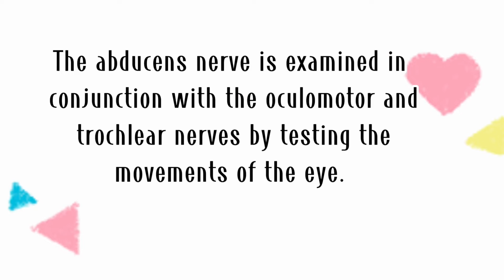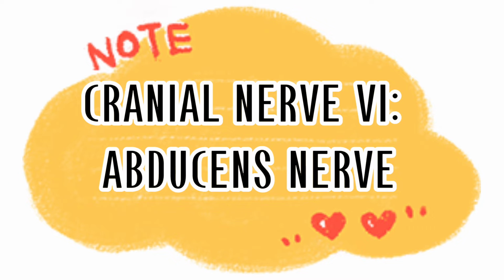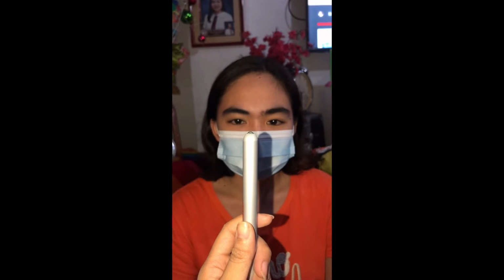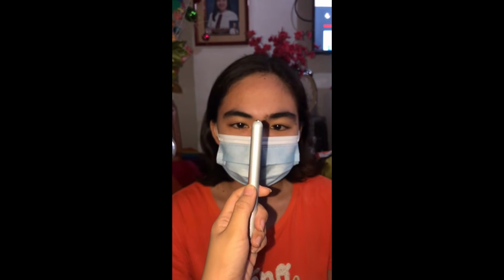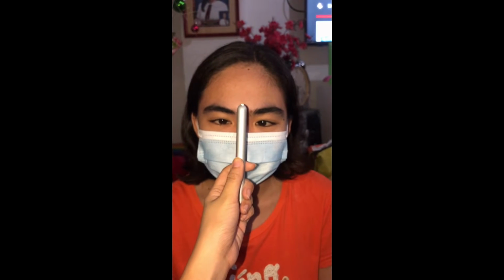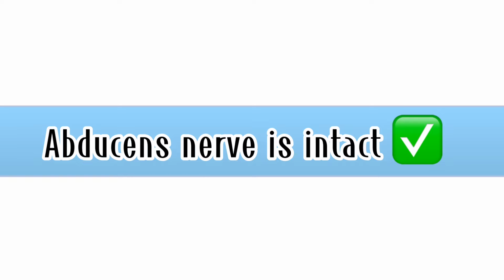The sixth cranial nerve that we will be assessing is the abducens nerve. The abducens nerve is examined in conjunction with the oculomotor and trochlear nerves by testing the movements of the eye. The patient is asked to follow a point with their eyes without moving their head. The abducens nerve is intact.